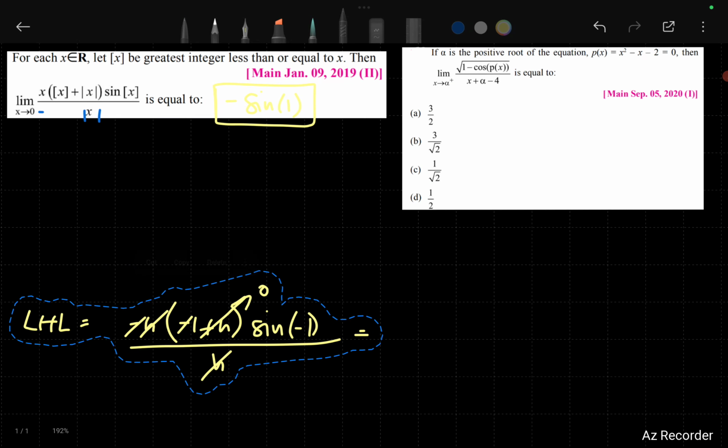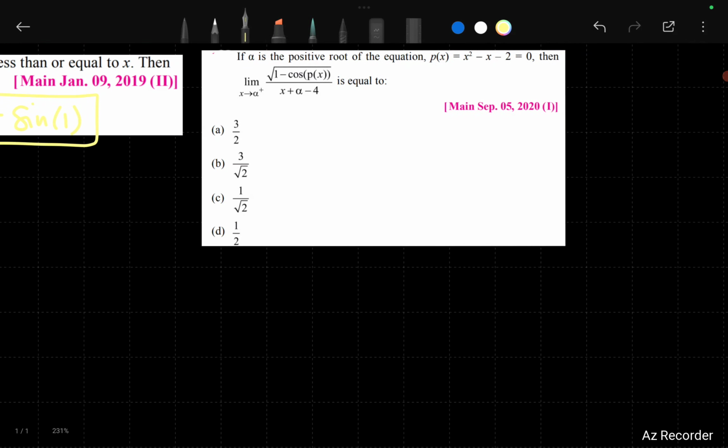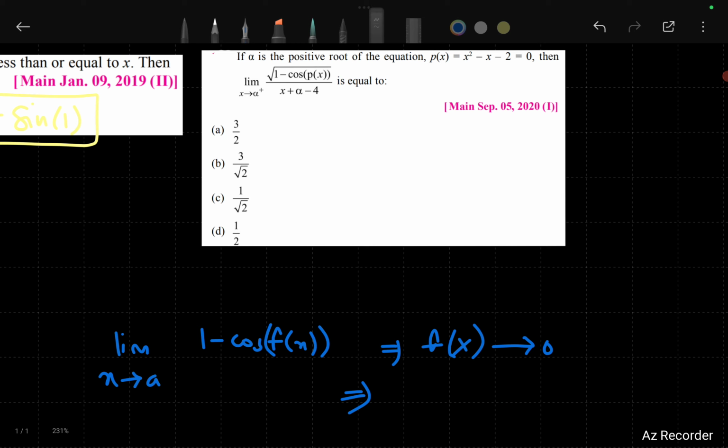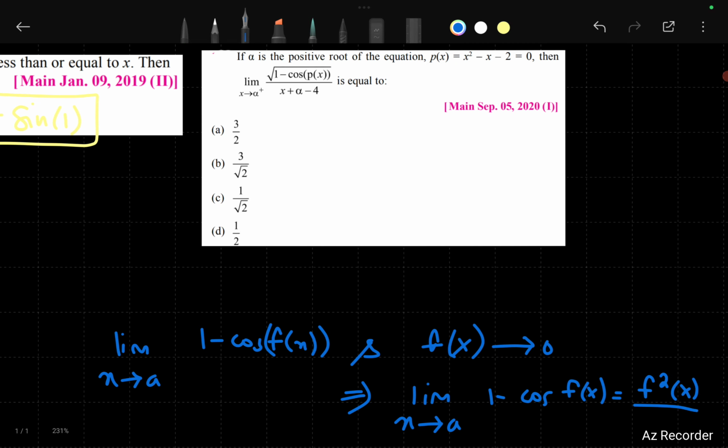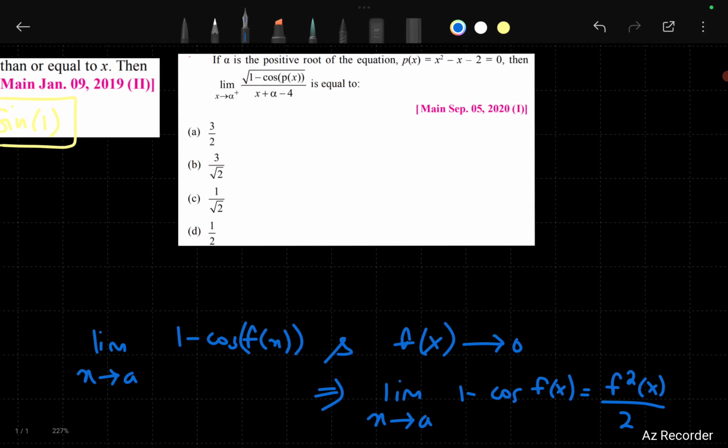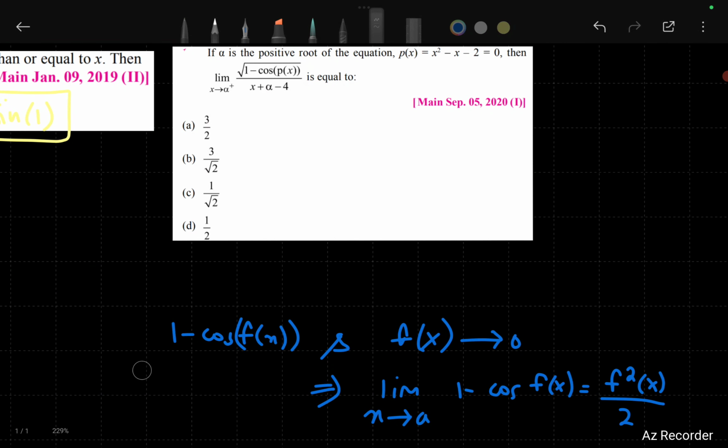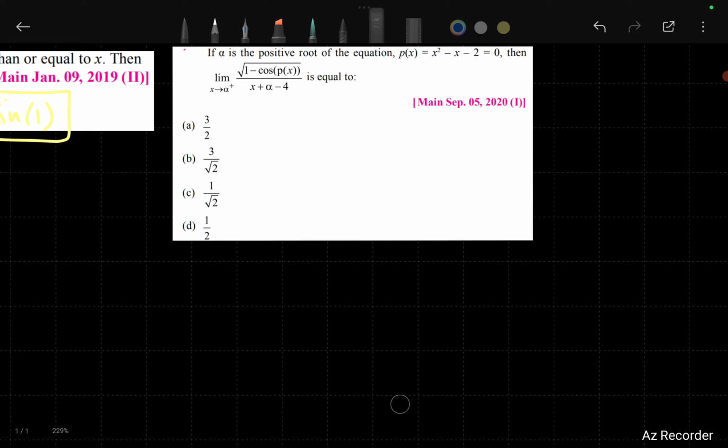Clear? Then the next question is this. We already know that if we have the form 1 minus cos f of x, let's suppose, and if limit x tends to a implies f of x tends to 0, then limit x tending to a of 1 minus cos f of x is equal to f square of x by 2. This will be the result. This was the thing which was used in this question. So we just need to put the values and note it down.